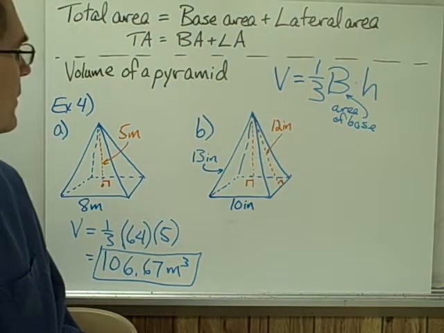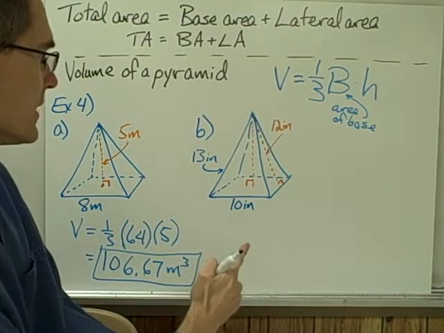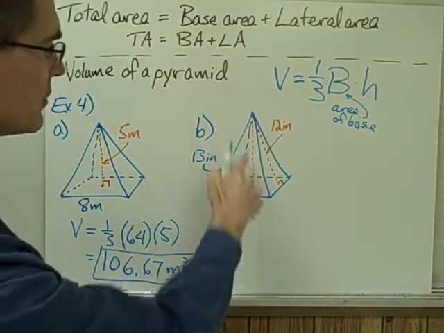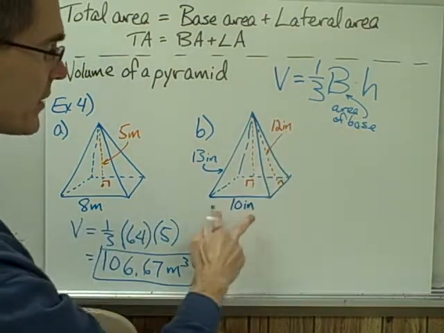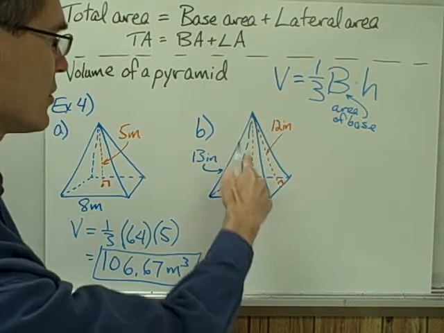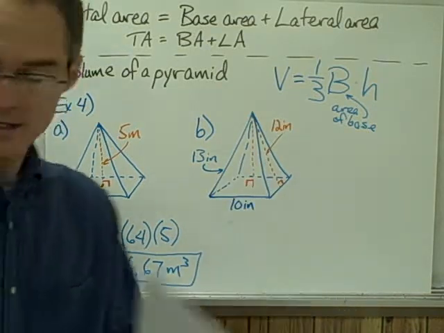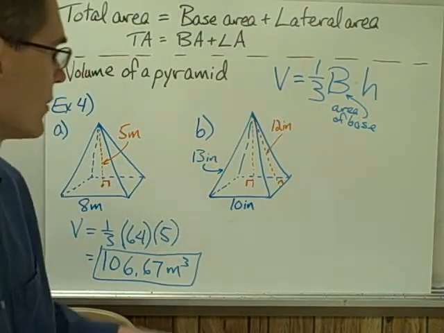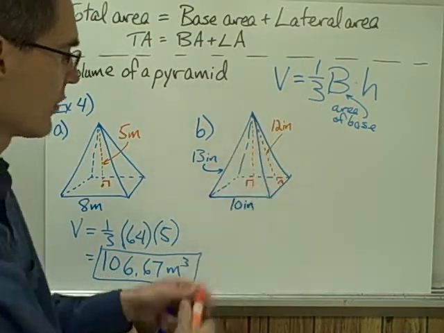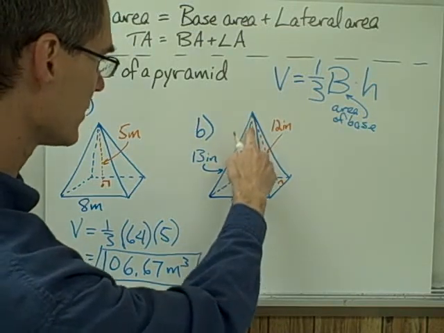Now in example B, I again am going to use my same formula, but I don't have given to me the height of my pyramid. I know what the area of the base is, because again I calculated that in example number 1, but since I don't know what the height of my pyramid is, I'm going to have to calculate it. And the way I'm going to do that is, again, I'm going to break out a triangle from this figure, and the triangle that I want to break out is going to be this triangle here.